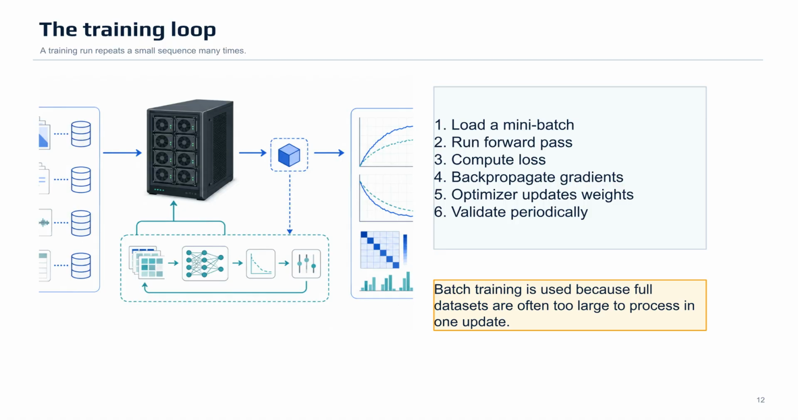Training happens in a loop, typically processing data in mini-batches. This sequence includes the forward pass, loss computation, backpropagation, and weight updates, followed by periodic validation to monitor performance.